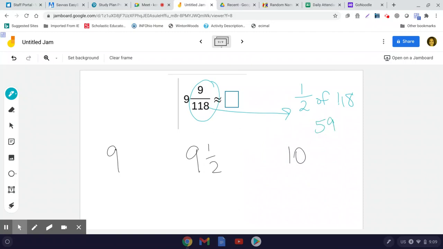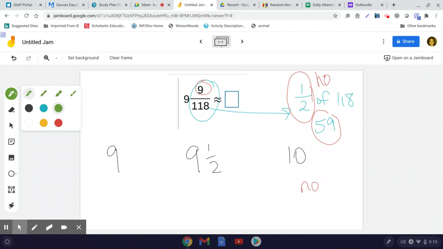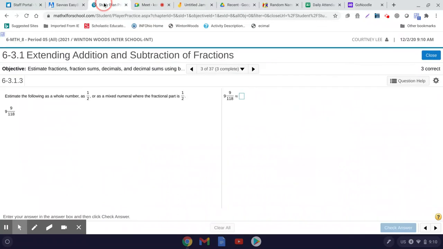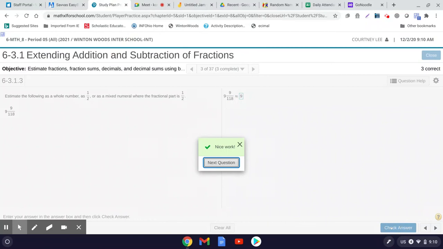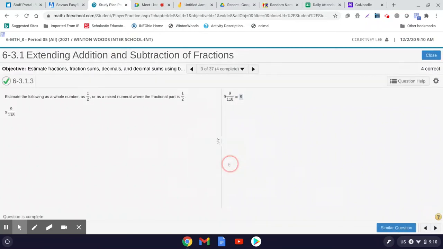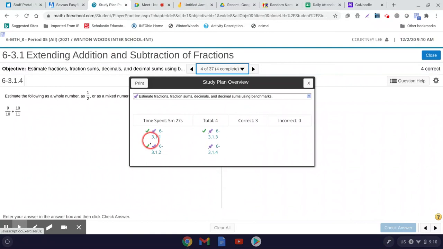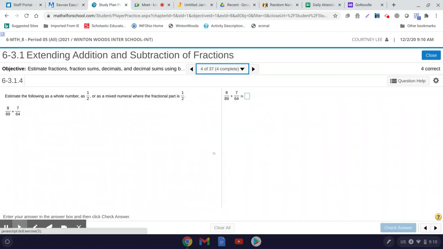All right. So is 9 anywhere close to 9? No. So is 9/18 anywhere close to 1/2? No. All right. So we're going to estimate 9 and 9/18. We're going to estimate that that's close to 9. All right. So that is the third problem we've done on this. Let's go ahead and do one more.